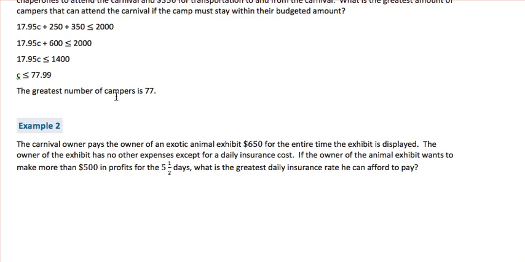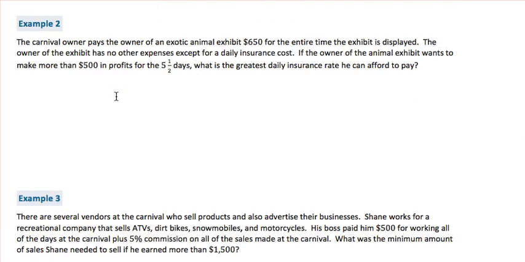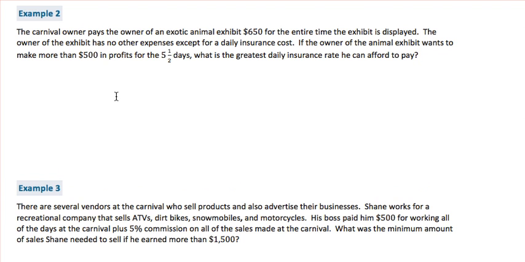Example 2. The carnival owner pays the owner of an exotic animal exhibit $650 for the entire time the exhibit is displayed, and the owner of the exhibit has no other expenses except for a daily insurance cost. If the owner of the animal exhibit wants to make more than $500 in profits for the 5 1/2 days, what is the greatest daily insurance rate he can afford to pay?